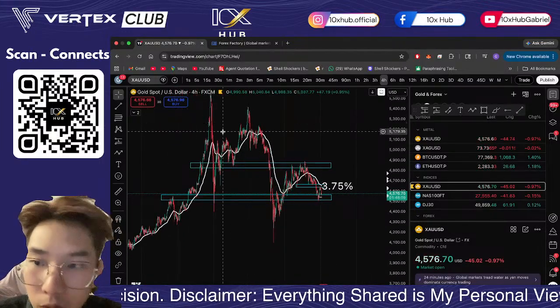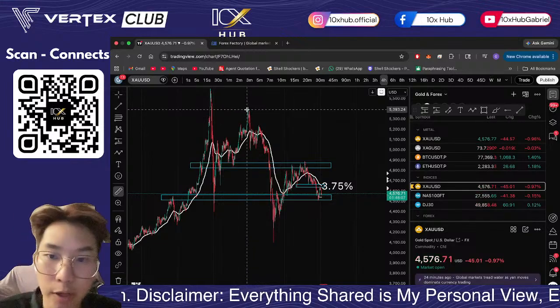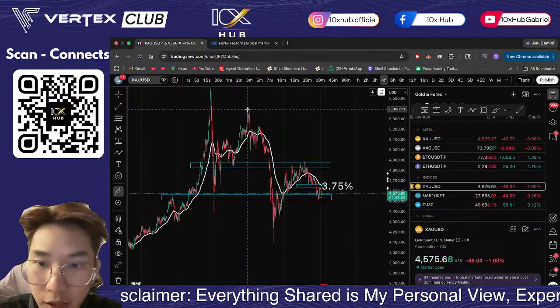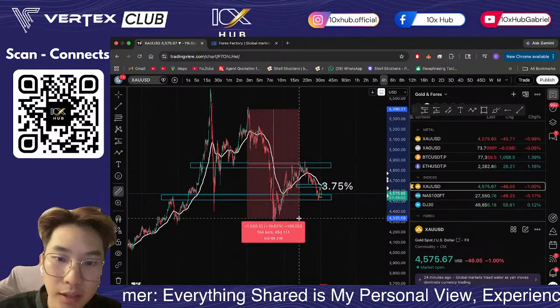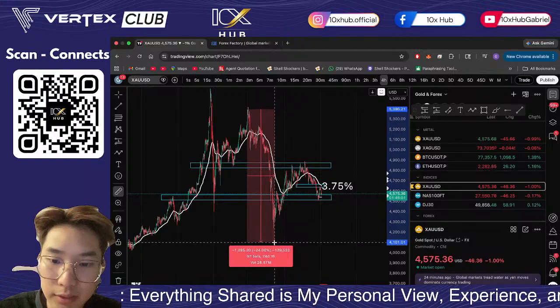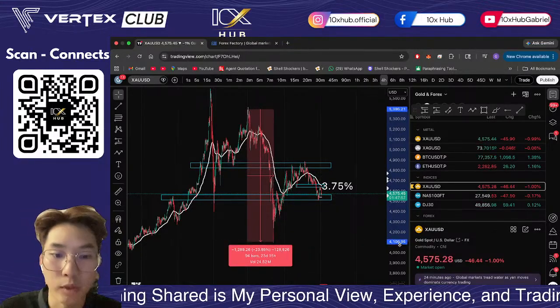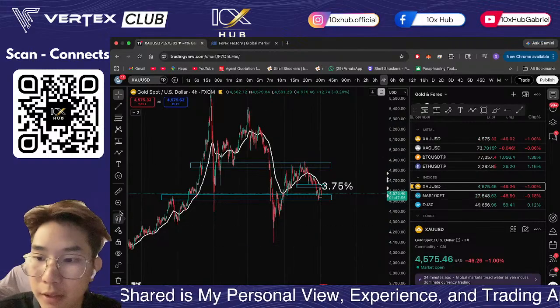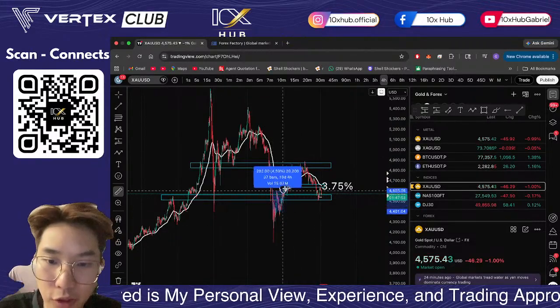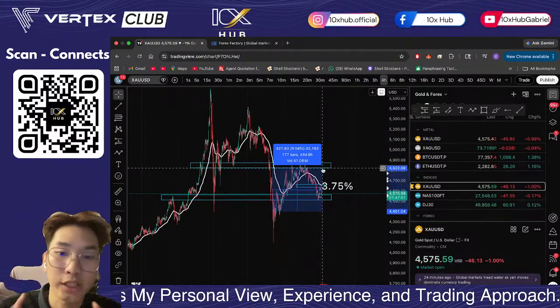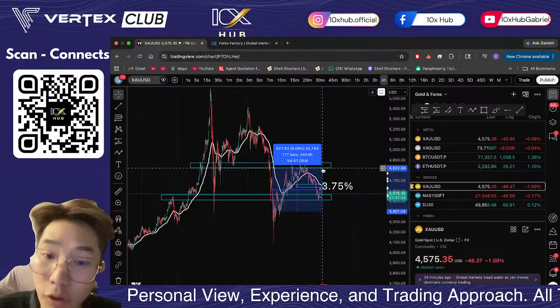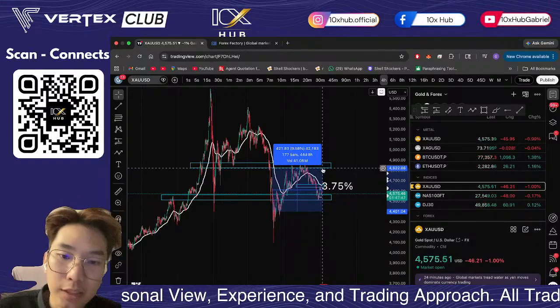after the Iran war started, which is somewhere around 28th of February, until the lowest point it dropped, it is actually somewhere around 4,100. And after this fall, what I can see is a lot of consolidation happen, and this consolidation happened around 44 days already.